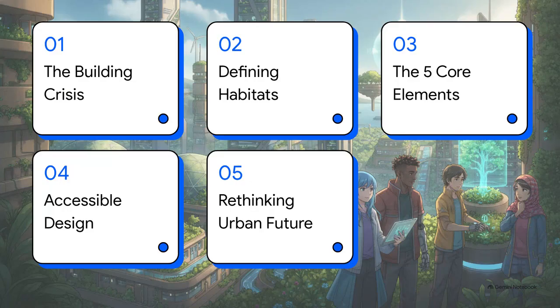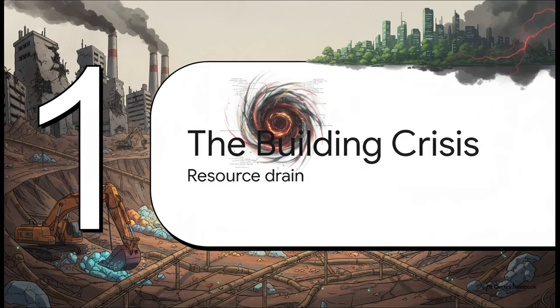Here's our roadmap for today. First, we'll look at the building crisis. Then we'll define sustainable habitats, break down the 5 core elements, look at designing for accessibility, and finally, rethinking our urban future. All right, part 1, the building crisis.